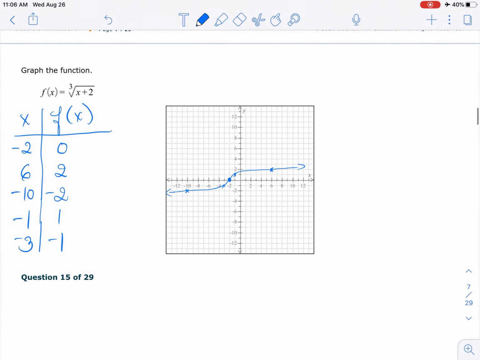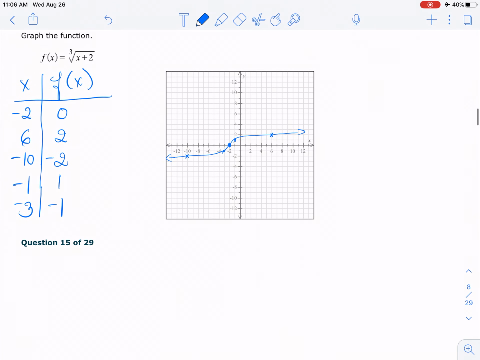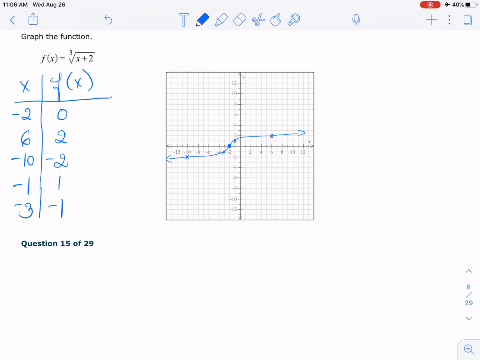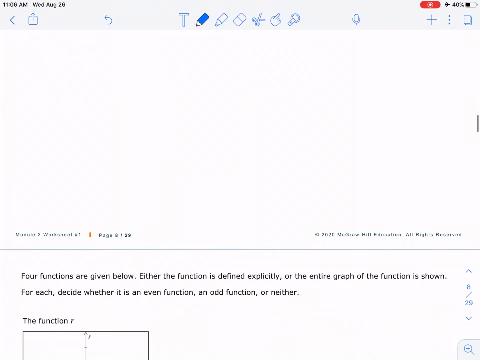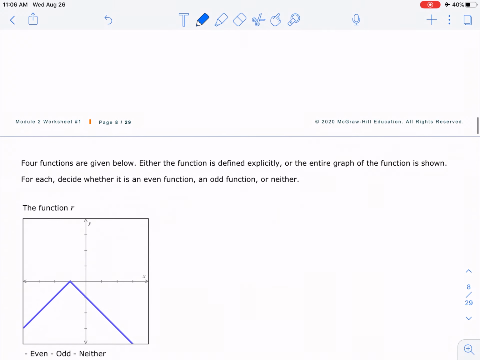So you can see that the cube root function looks similar to the cube function. So for this problem, I just plug it in, and like I said, for the square root, I pick the perfect square. For the cube root, I try to get the perfect cube. So when you take the cube root, it's going to be easy. It's going to be a whole number for you.